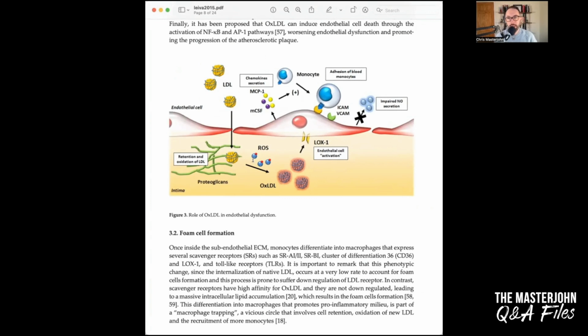will travel in and out of the subendothelial space. The subendothelial space is the space behind the endothelium, and the endothelium is the innermost layer of cells of a blood vessel that is in contact with the lumen of the blood vessel. So the lumen is where the blood is flowing. It's the open space in the blood vessel for the blood.